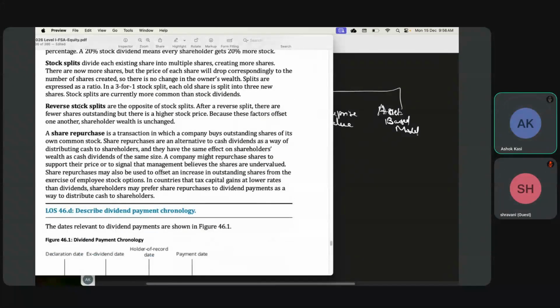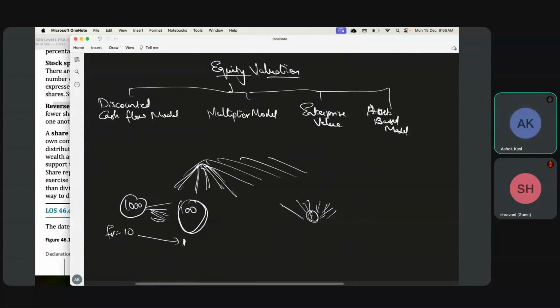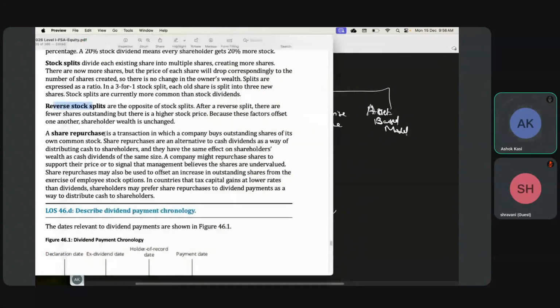Reverse stock split means clubbing together. So multiple, let's say 10 stocks, are clubbed into one stock here. 10 stocks are clubbed into one stock. That is reverse stock split.